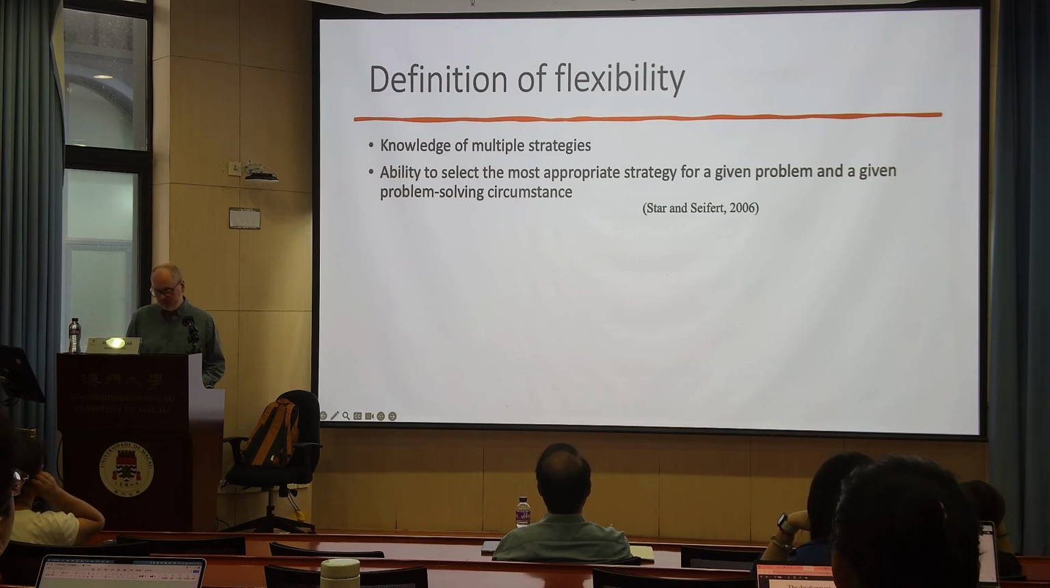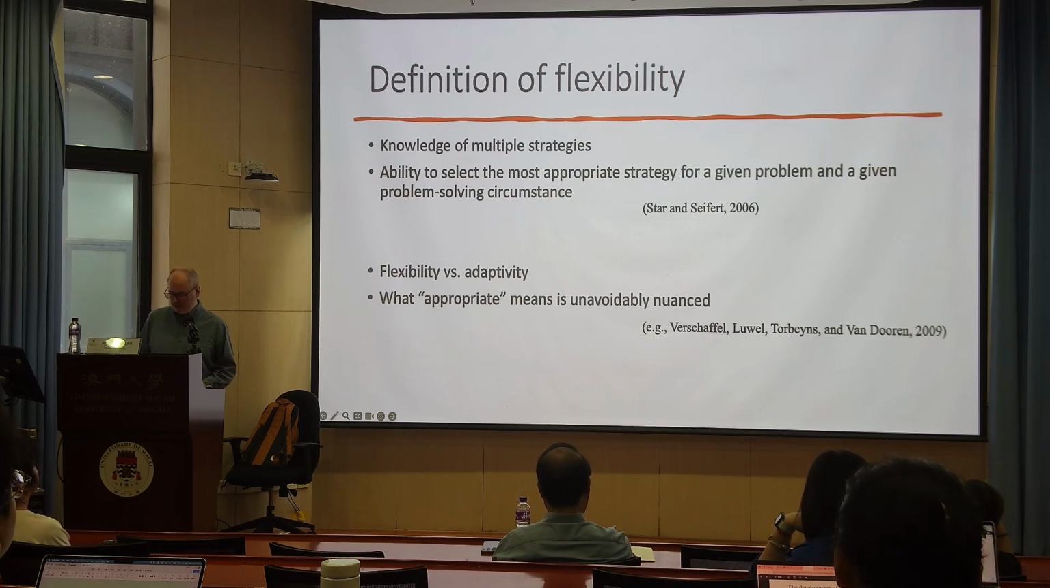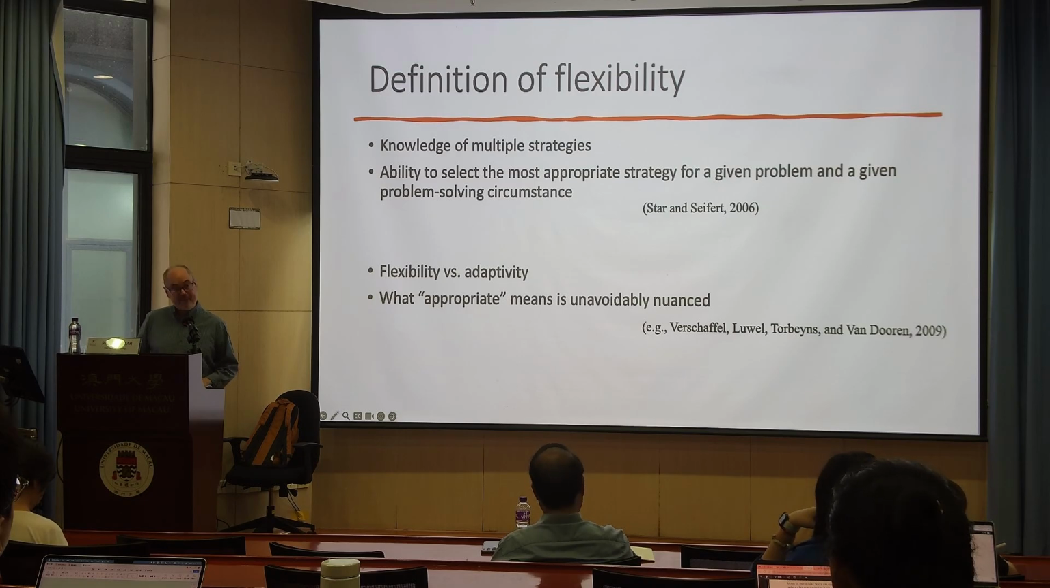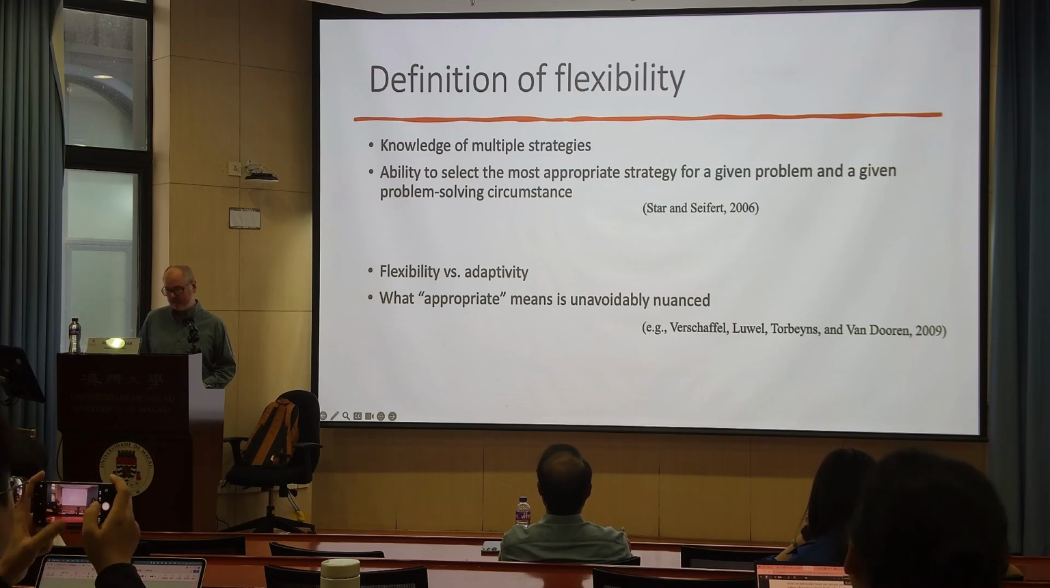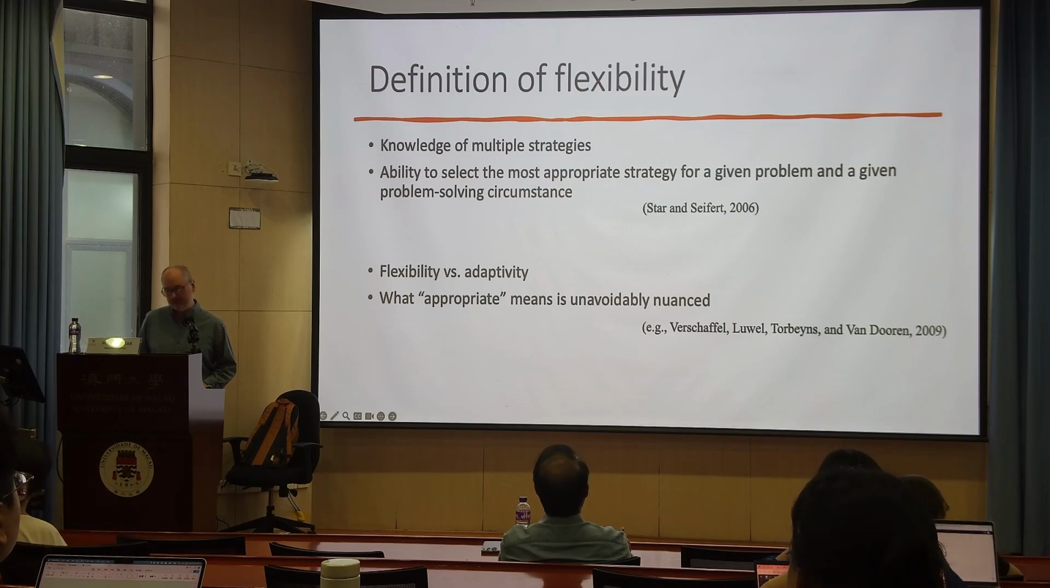Now, there's two additional points I need to make with regard to this definition. First, I mentioned earlier that some researchers in this area use the term adaptivity instead of flexibility, and now I can tell you what that means. For these researchers, the first part of my definition, knowledge of multiple strategies, is what they call flexibility. And the second part of my definition, the ability to adaptively select the most appropriate strategy, that's what they call adaptivity. So I collect both of these features together under the name flexibility, but others name them as two distinct qualities, the first flexibility and the second adaptivity.